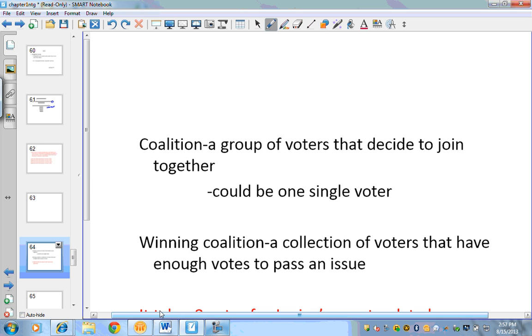So in this case, what we're forming is a coalition. A coalition is a group of voters that decide to join together. Coalitions could also be a single voter. We'll talk about the winning coalition in a second, but one thing I want you to concentrate on is the concept of a coalition. Okay? So, moving back to our example.